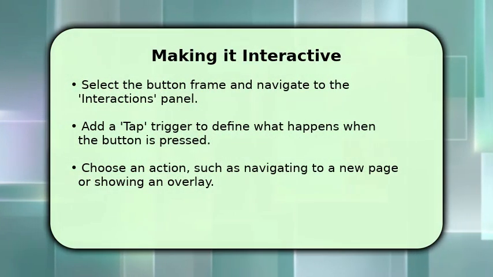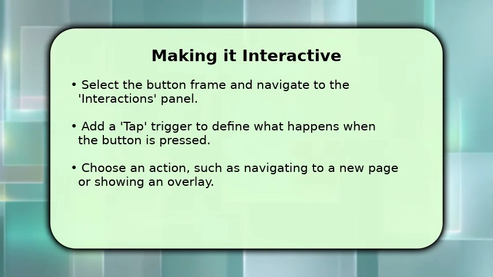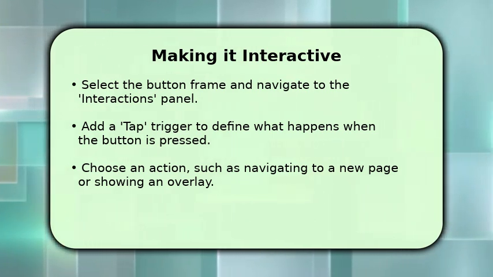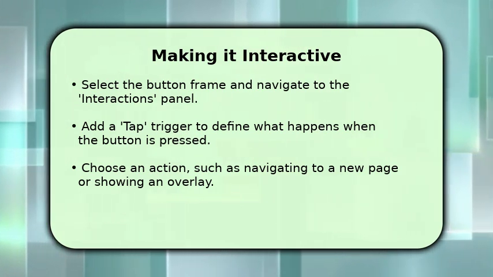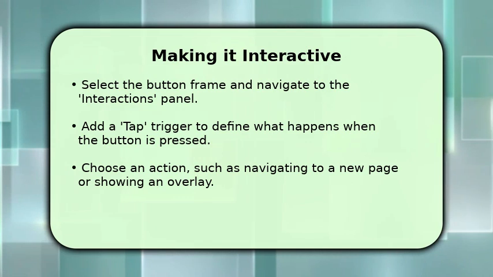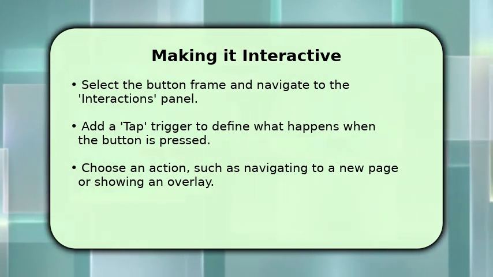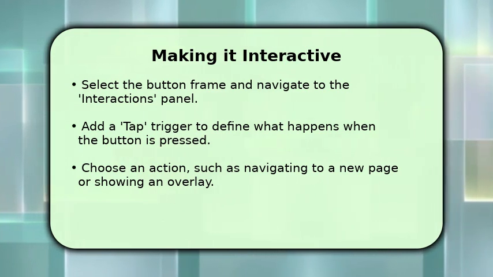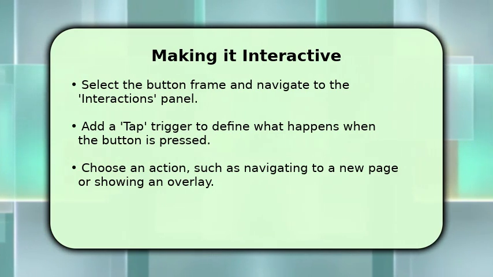A button isn't complete without interactivity. Select your button frame and head over to the Interactions panel. Here, you'll add a tap trigger, which tells Framer what to do when someone clicks. You could set it to navigate to a different page, open an overlay, or even trigger an animation. For an extra touch, consider adding a hover effect, perhaps changing the background color slightly to give users visual feedback.